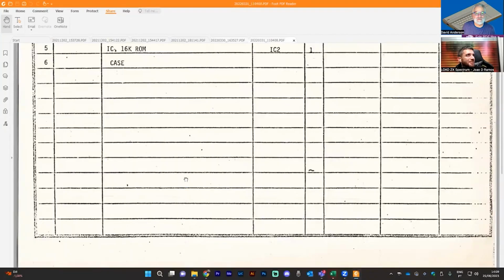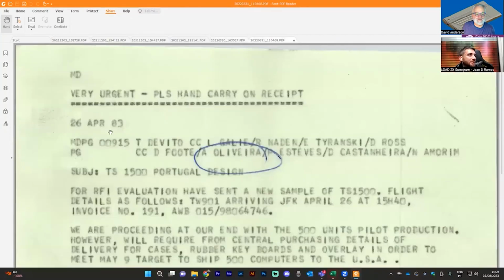the cartridge reader. Very urgent. Oh boy. April 26th, TS1500 Portugal design. This goes to Álvaro Oliveira, Pedro Esteves, which is a good friend, Castanheira, and Nuno Amorim. I don't remember what was Castanheira's role, and Amorim was in purchasing, I think, or import export, something like that.